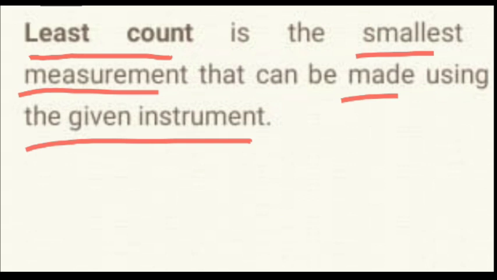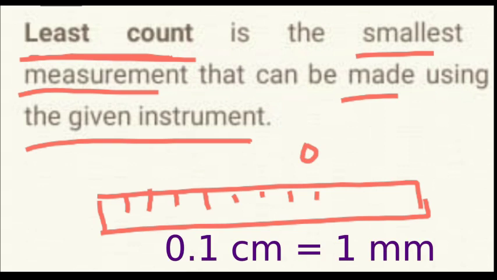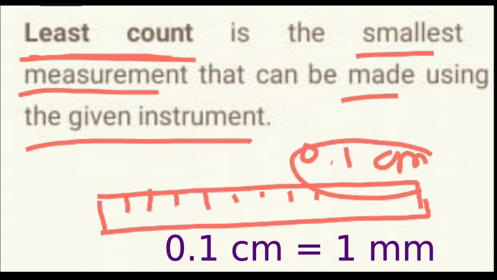Suppose we have a ruler. Have you watched the ruler? There are some numbers on it. So what is the minimum measurement you can make? That is called the least count. In our regular ruler, we can measure 0.1 centimeter, or we can say 1 millimeter. So this is the least count of our regular ruler.